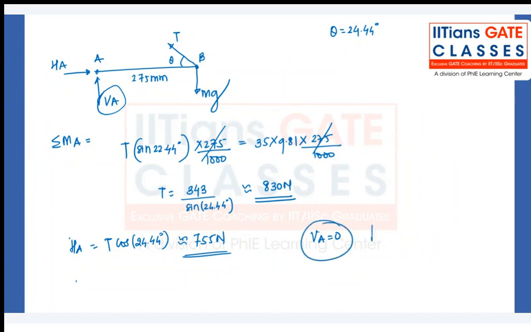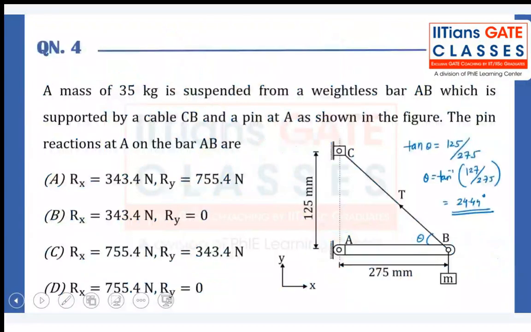So VA is 0. You can confirm by taking moment about B and equating to 0. So 755 and 0 is the correct answer. Hence the option D is correct in this case.